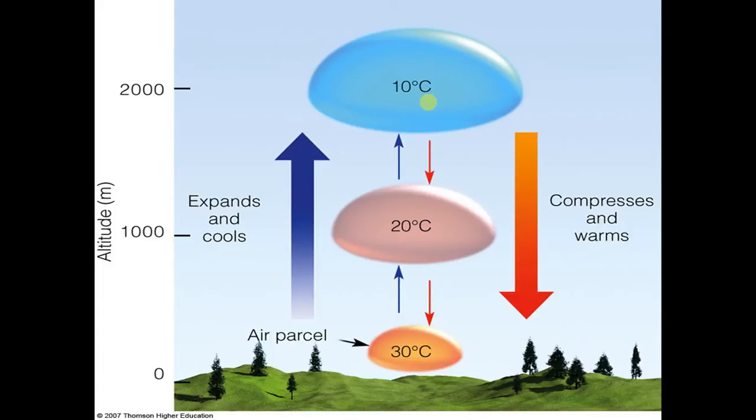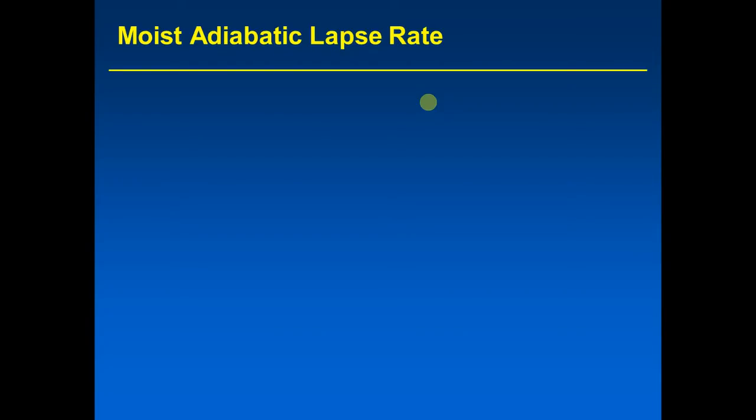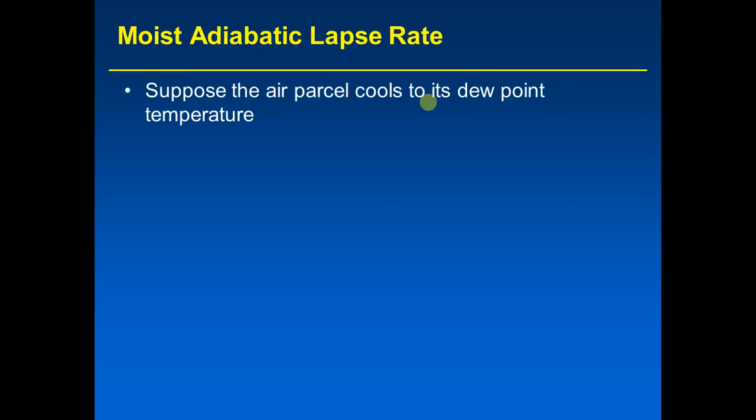Now, what about that moist adiabatic lapse rate? Well, let's think about an example where an air parcel cools to the dew point temperature. As an air parcel rises in the atmosphere, it cools. Let's assume initially it's unsaturated, temperature is greater than the dew point. If it cools enough, the temperature will drop to the dew point. Dew point's less than or equal to temperature, it can't exceed it.